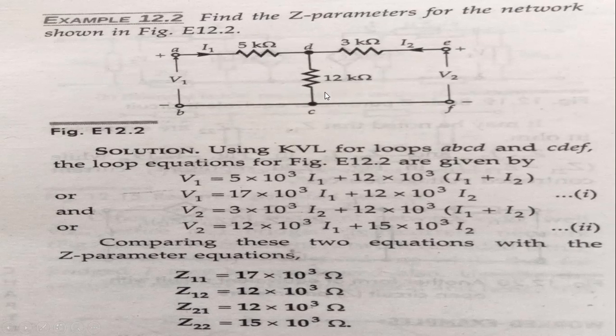So see here in the 12K, two currents are flowing, the I1 as well as the I2. That's why the 12K carries I1 plus I2, whereas in the 5K only I1 is flowing. Now segregate these two: which resistors the current I1 is flowing through, and which resistors the I2 is flowing through. So the final equation is nothing but the I1.